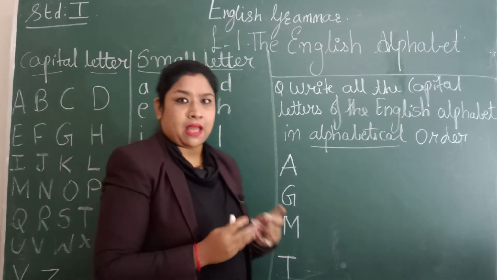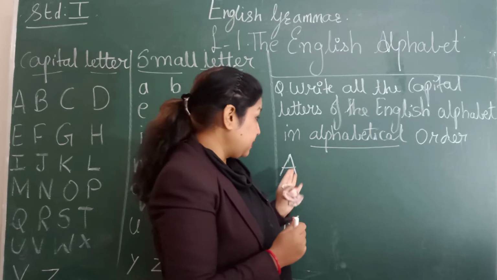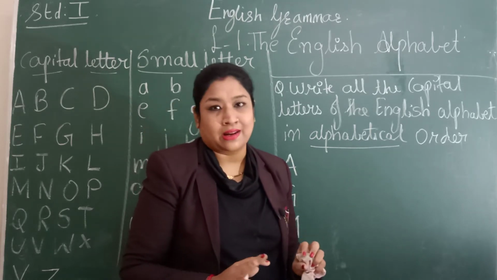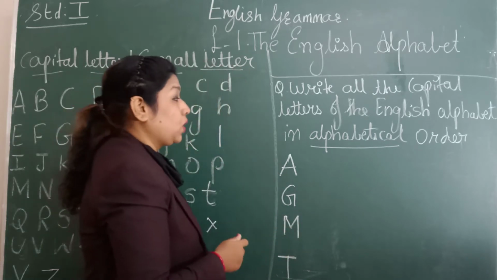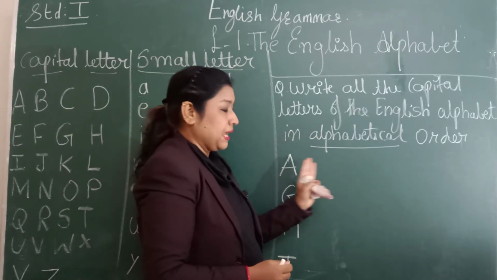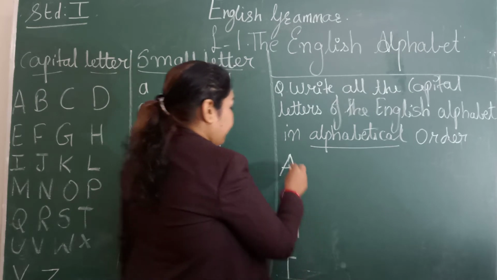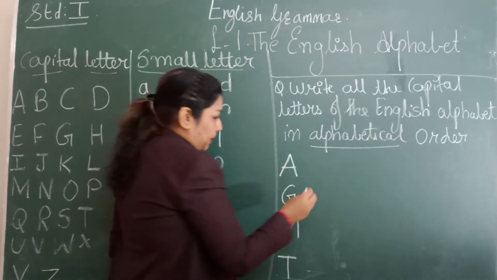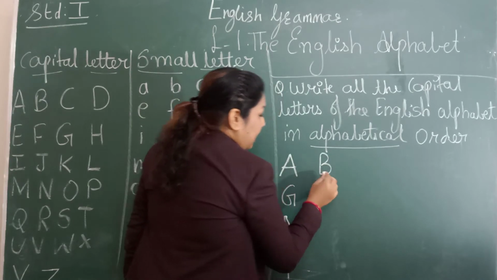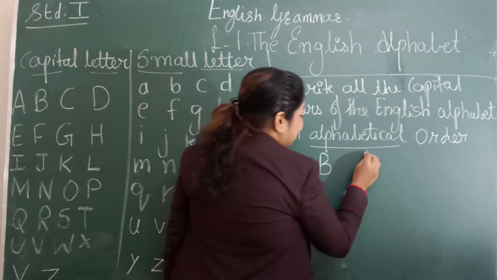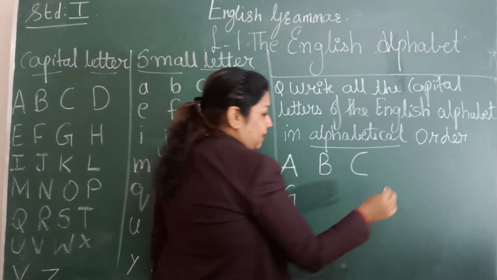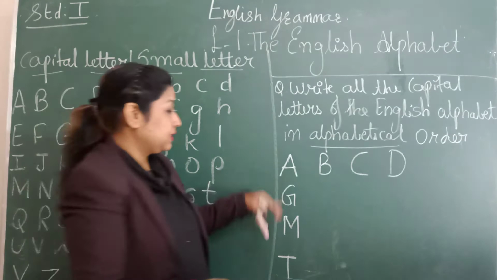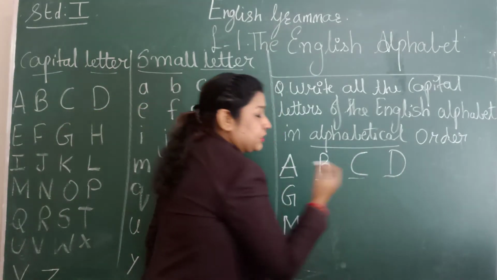Now you will tell me, ma'am, how to put this A in alphabetical order? It's not so hard, okay? So today I will teach you how to put this A in alphabetical, okay? This is A. What comes after A? B. After B? C. After C? D. Yes. So, this is your alphabetical order.